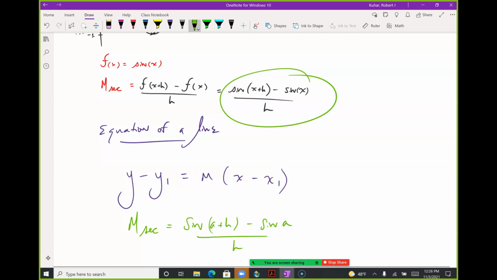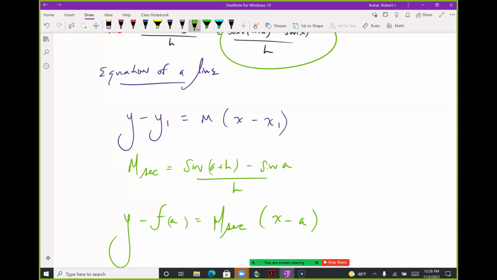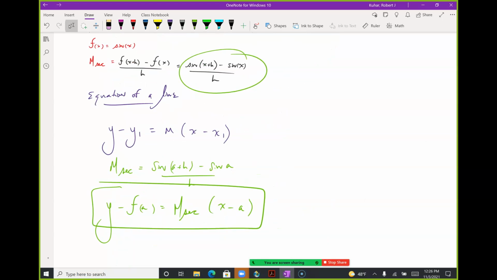And you're saying, well, why bother changing the x to a? Because a is specific, x is every point, right? And you'll see what I do. And so I'm going to use y minus f of a equals that secant slope times x minus a. So that's what I'm going to use on Desmos, right? If I give you the exact value of a, of course you can plug the value of a in. If I give you the exact value of h, you can plug that in, right? But I'm going to Desmos here, and now I'm going to build all of this.